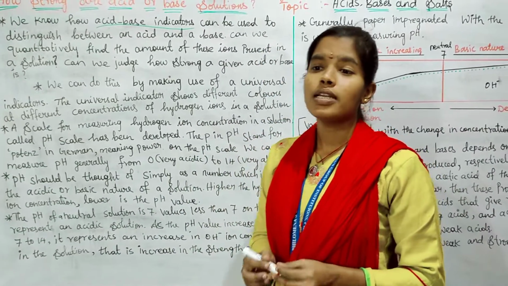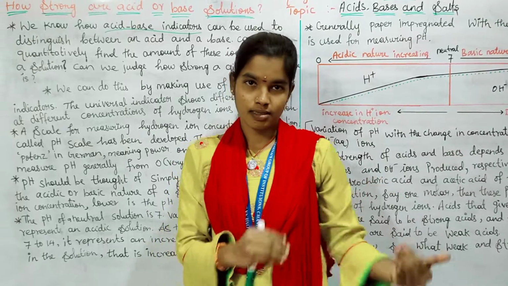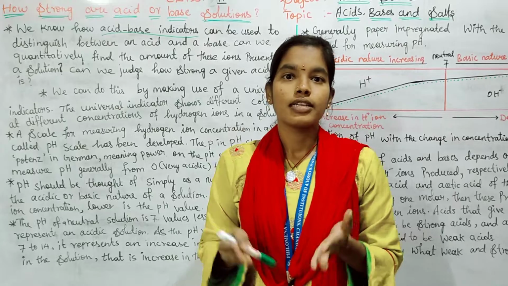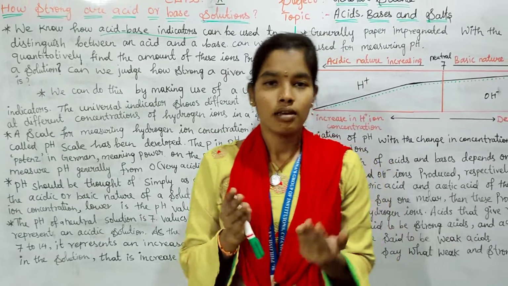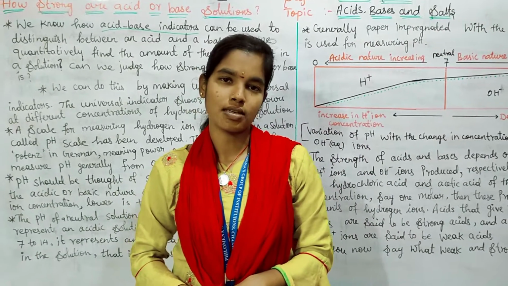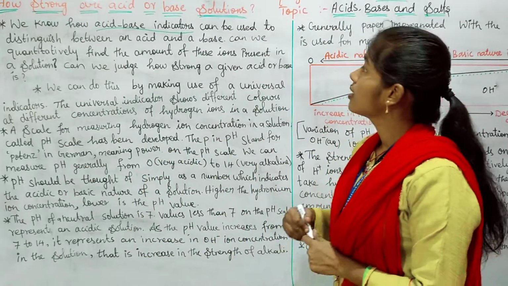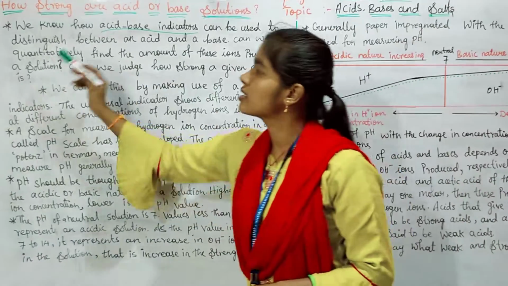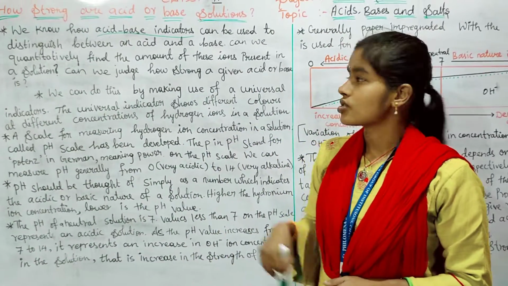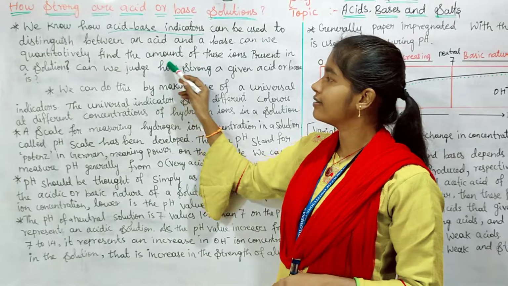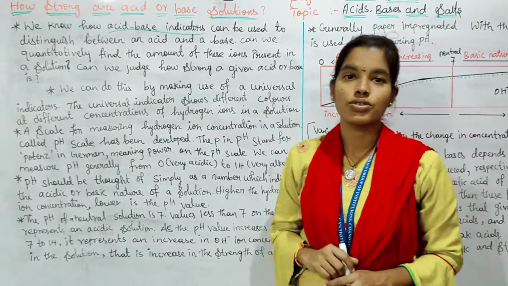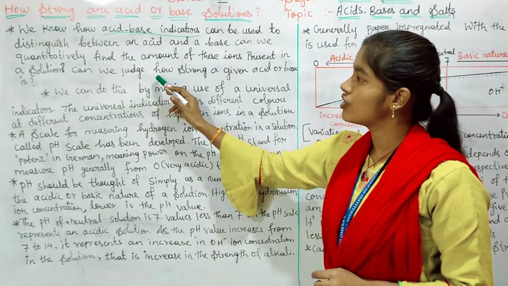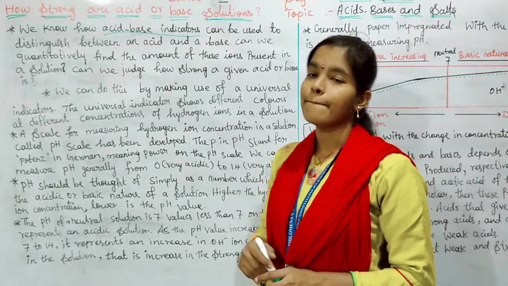We have also learned in the previous class about dilution. Dilution decreases the concentration of H plus ions as well as OH minus ions. Listen to the question carefully: can we quantitatively find the amount of these ions present in a solution? Next question, can we judge how strong a given acid or base is?